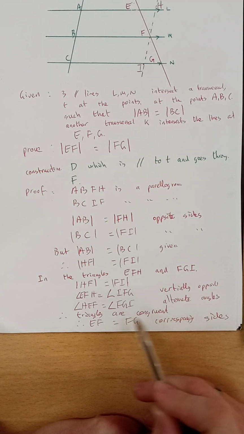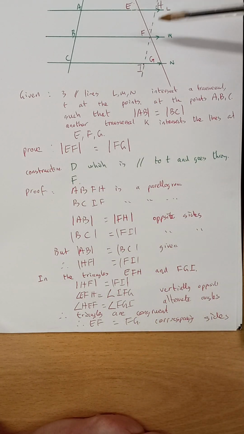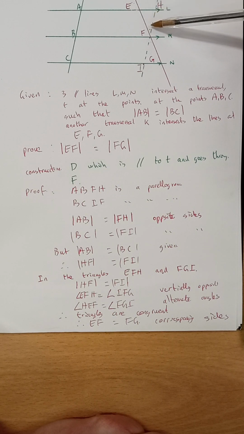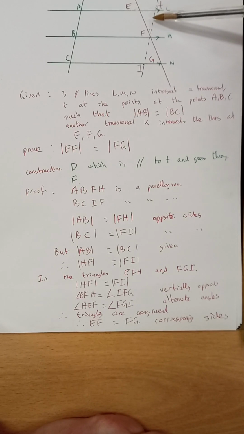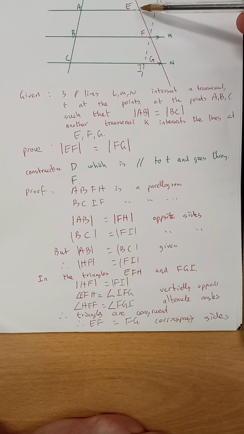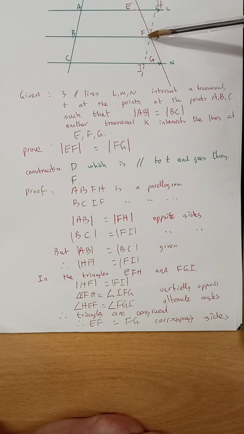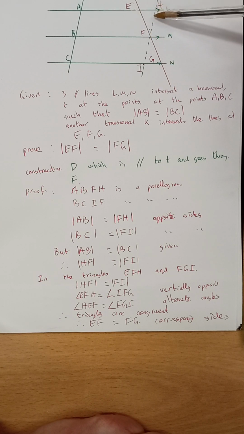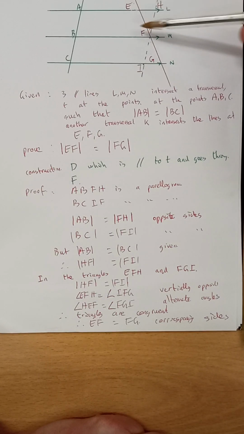But that means that this is congruent. And if it's congruent, I have all the information about its sides. So I can make an inference about the sides I want, which are EF and FG. Because if this side is the same, that side is the same, and all the angles are the same, then the corresponding sides are the same. In this case, that EF is FG.